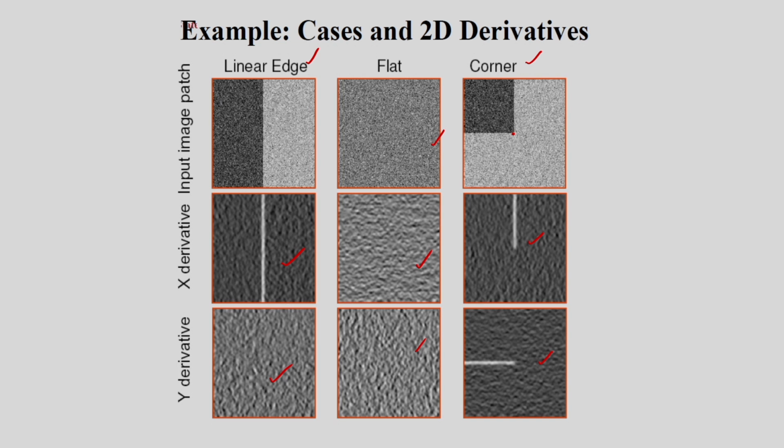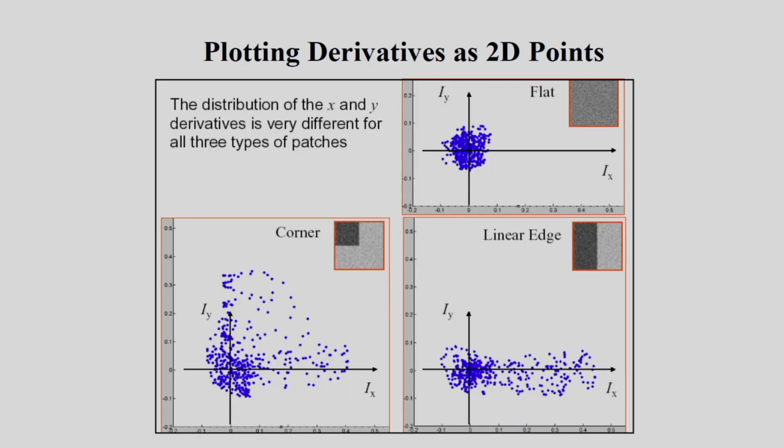So based on this I have to determine the corner points. Corresponding to the flat region, the gradient along the x direction and the gradient along the y direction will be very small, and it will be centered around the origin like this. Corresponding to the linear edge, the gradient along the x direction will be high and the gradient along the y direction will be less. This axis is the gradient along the y direction and this is the gradient along the x direction.